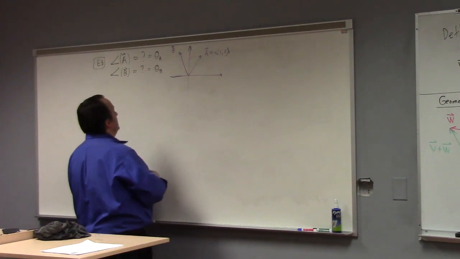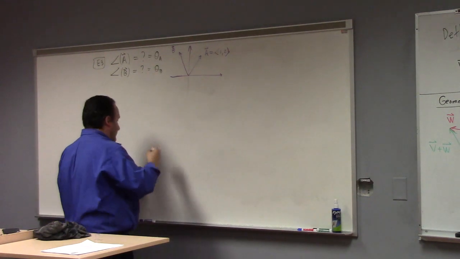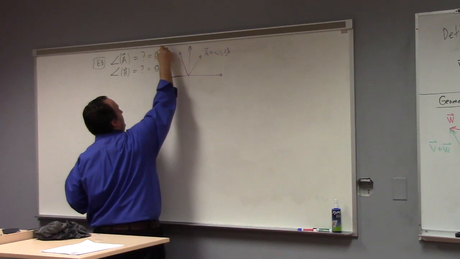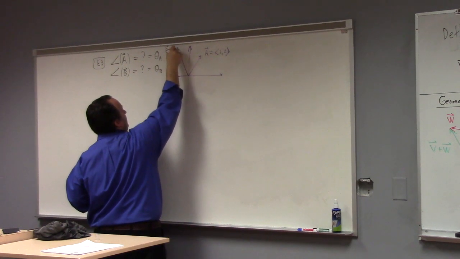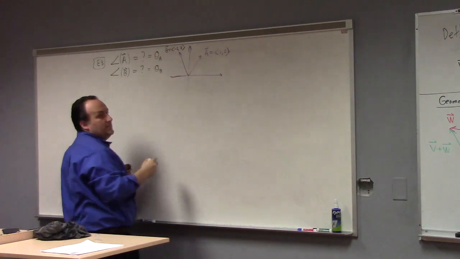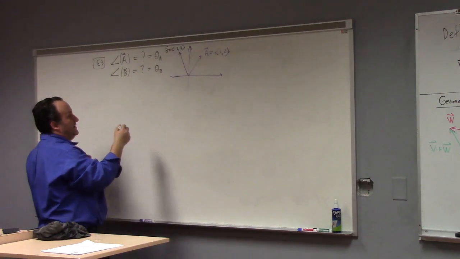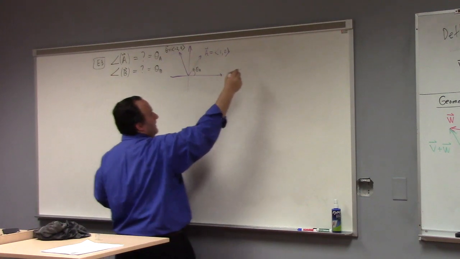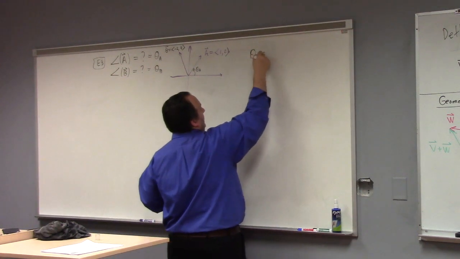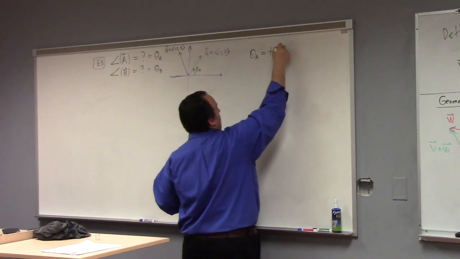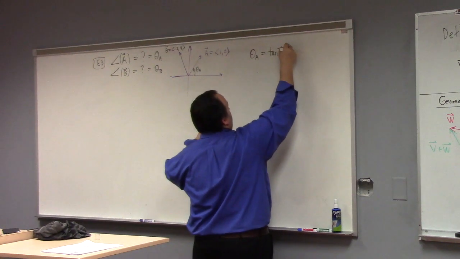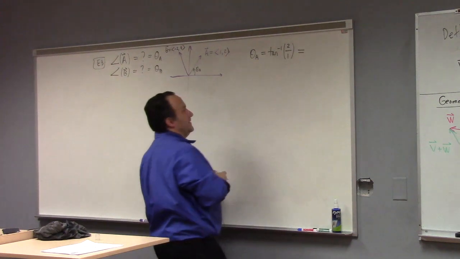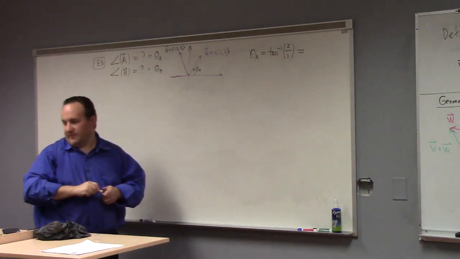So let's see here. B was what? I've already forgotten. Minus 2, 4, is that right? Okay. So we can figure out what this theta A is. How do we do it? We can just take the inverse tangent of y, which is 2, over x, which is 1. Inverse tangent of 2, and that'll be whatever it is.